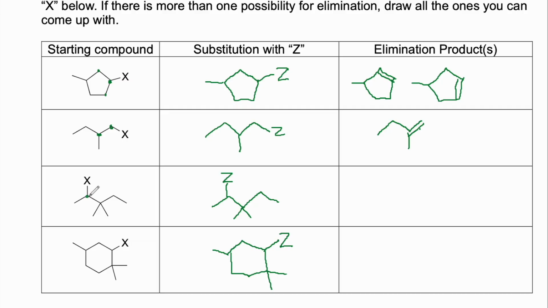And here we have a similar situation. We have a carbon that has the leaving group. This neighbor does not have a hydrogen on it. It has other carbons on it, so we cannot pick on that neighbor at all. We're going to have to pick on this neighbor. So we only have the one possible product. And we have a similar situation here. This carbon cannot be picked on. It does not have a hydrogen, so we're going to have to pick on that neighbor. So here are the elimination products.